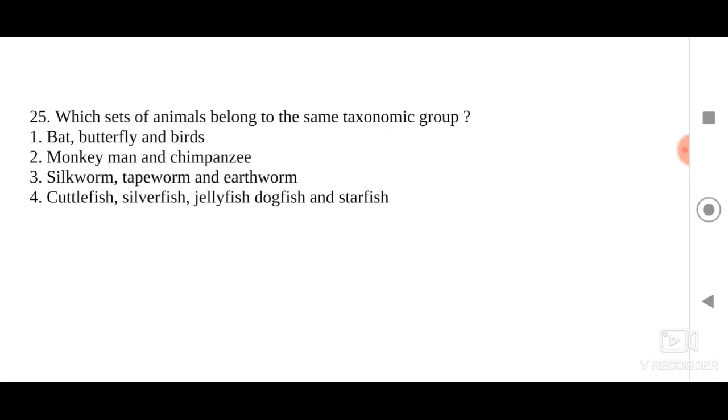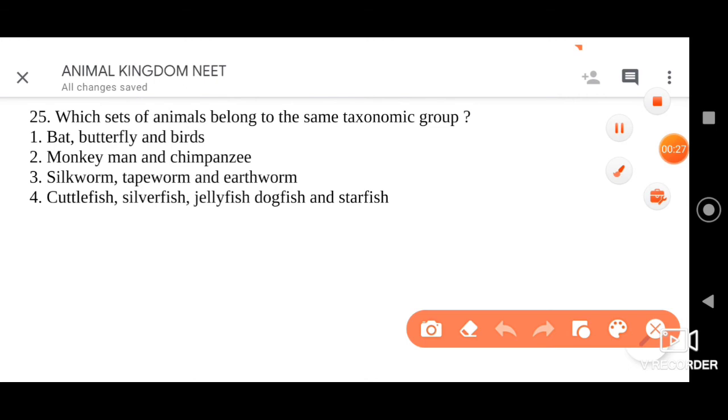Okay, the next question we have here is, which set of animals belong to the same taxonomic group? Alright, 4 options have been given. So we need to identify which of these groups belong to the same taxonomic group. Okay, let us understand each option here. Under the first option we have bat. Bat is a mammal, butterfly is an arthropod, and birds are chordates.